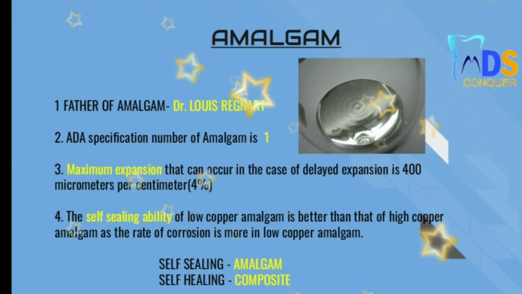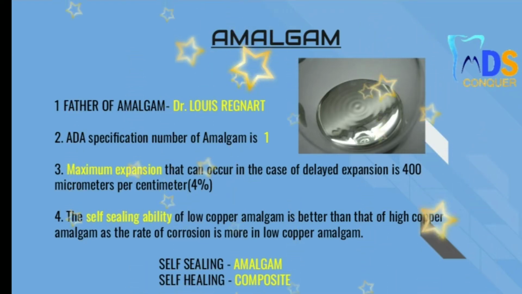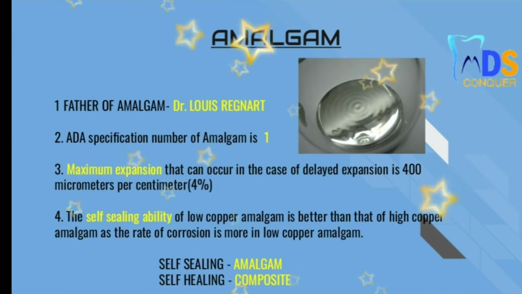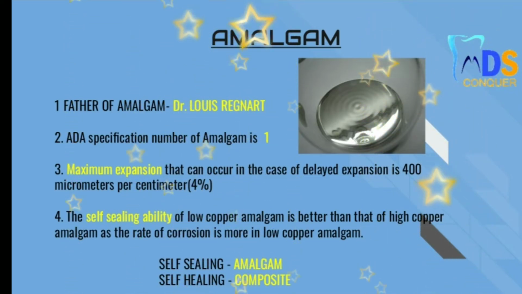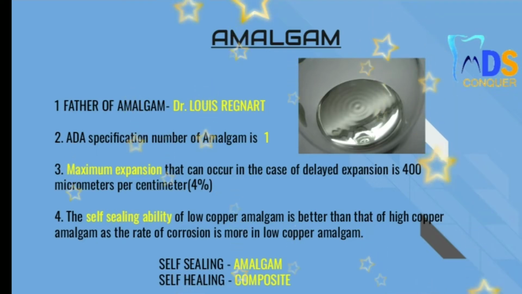Point number 4, the self-sealing ability of low copper amalgam is better than that of high copper amalgam as the rate of corrosion is more in low copper amalgam. The self-sealing material is amalgam, whereas self-healing material is composite.